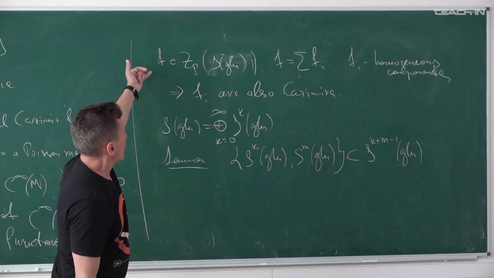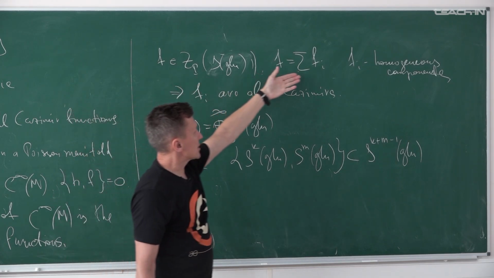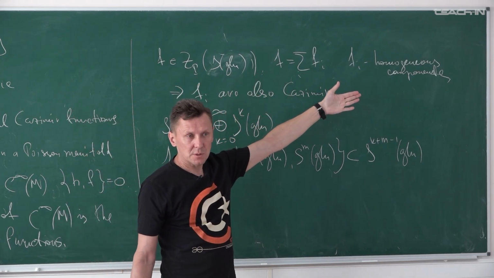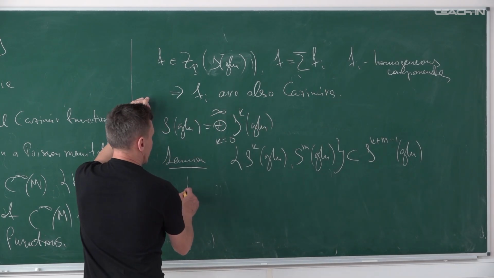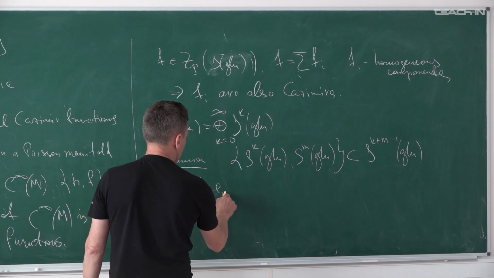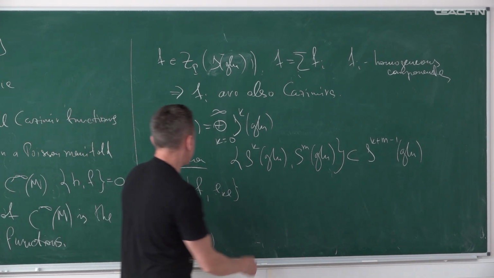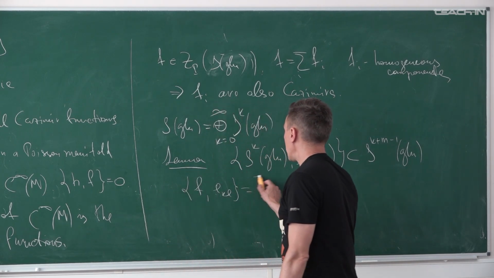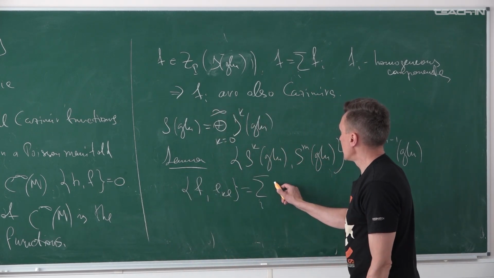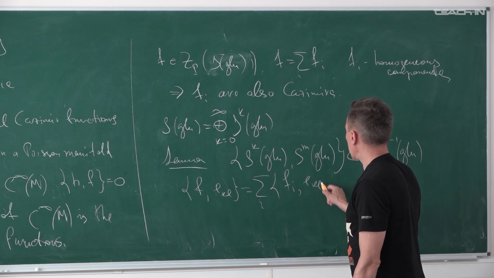Then, if we have a central element which is the sum of homogeneous components, we can calculate its Poisson bracket of f with generators. It is the sum over i of the brackets of f_i with the generators.